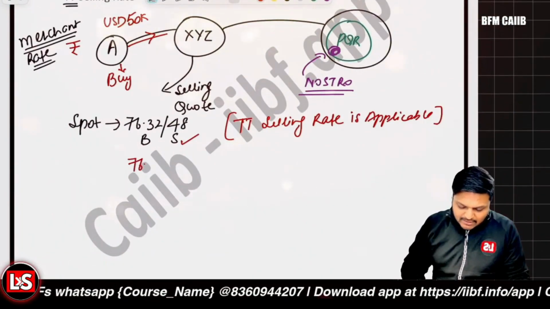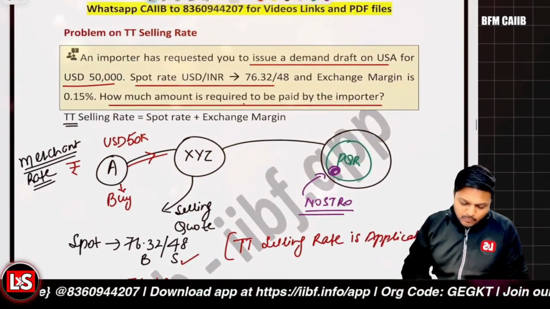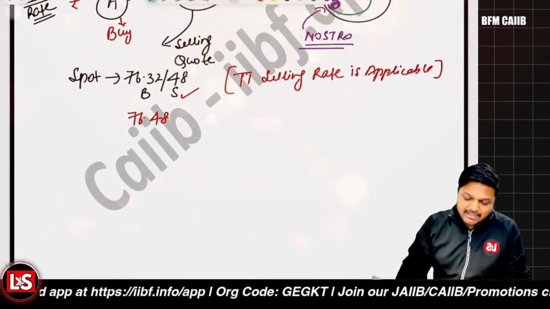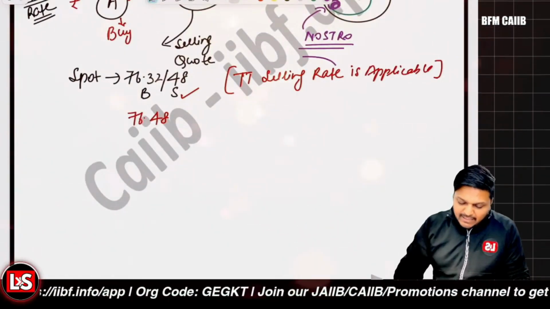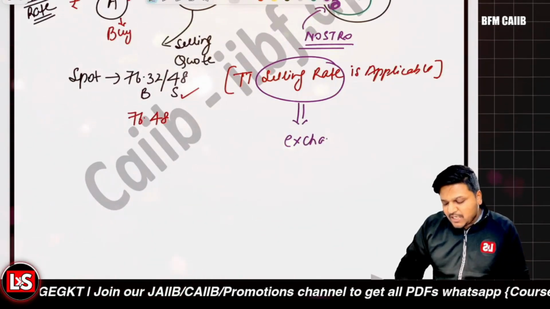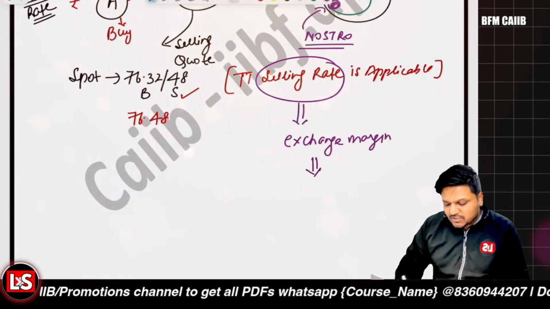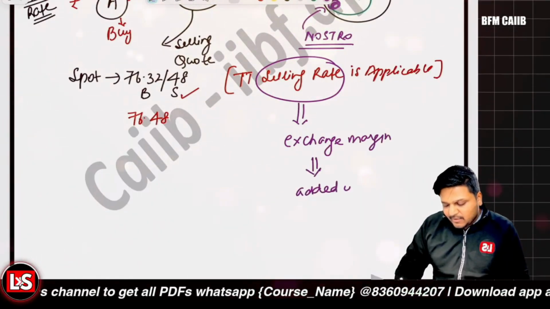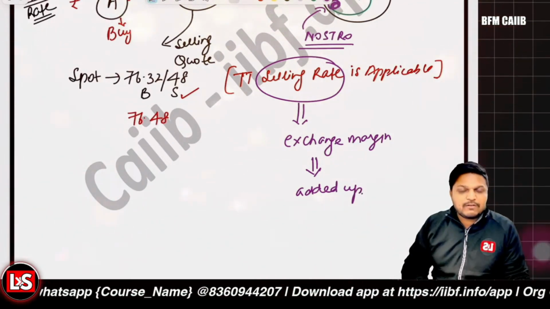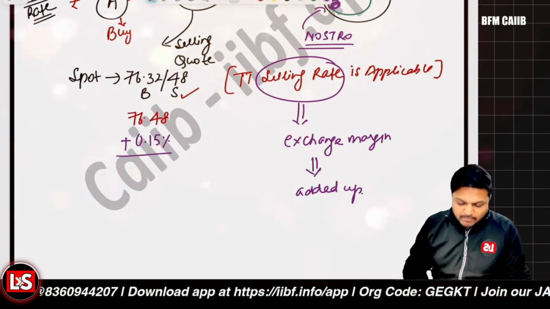Now, the selling price will be picked up. So it is 76.48. The exchange margin is given, 0.15%. And it's what transaction? Buying transaction or selling transaction? It's a selling transaction. And whenever it's related to the selling transaction and we are given the exchange margin, the exchange margin is to be added. Keep in mind. So it is 0.15%, so it is to be added.